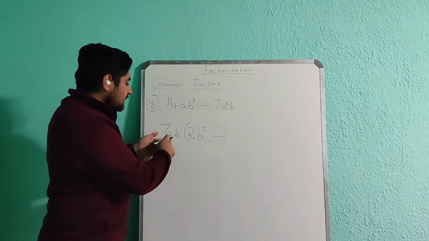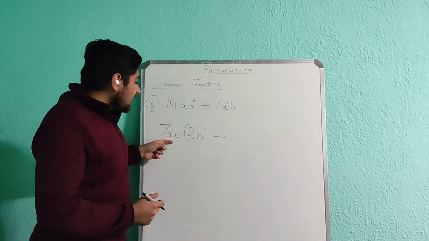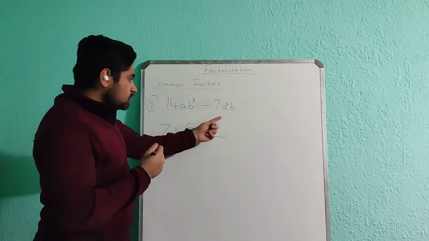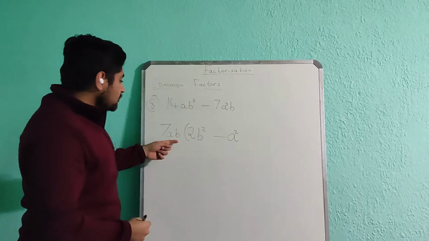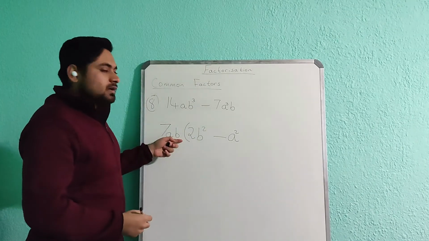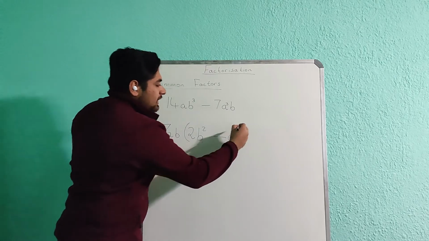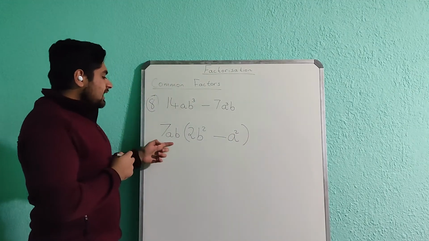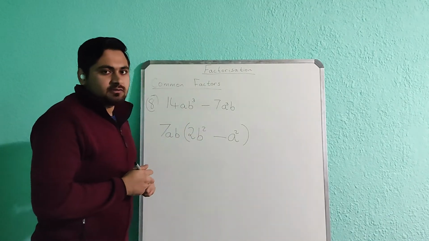A, but here we got a to the power of 1, and here we got a to the power of 3. How many a's are we missing? A to the power of 2, right? Because we are missing 2 a's. Therefore, here we'll write a to the power of 2. Now if we go to b, how many b's do we have here? 1. Now how many b's do we have here? 1. So we do not need to worry about that. Therefore, now we just close the bracket. So our final answer is 7ab into the bracket 2b squared minus a squared.